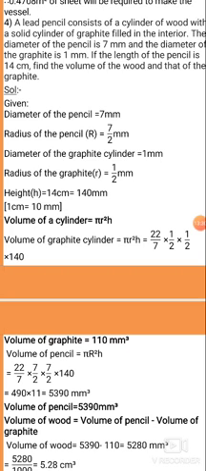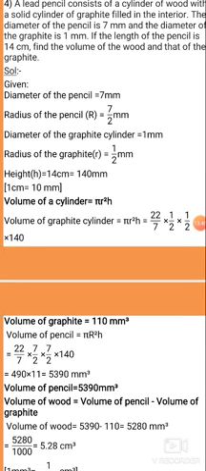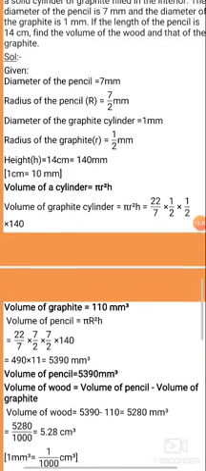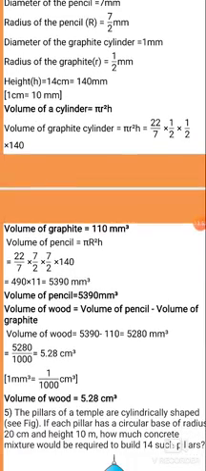5280 millimeter cube. Now you need to change that into centimeter cube. So millimeter into centimeter is what? We divide it by 10. Whereas millimeter cube into centimeter cube, divided by 1000, which is equal to what? 5.28 centimeter cube.